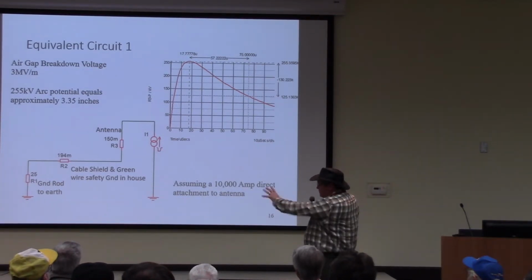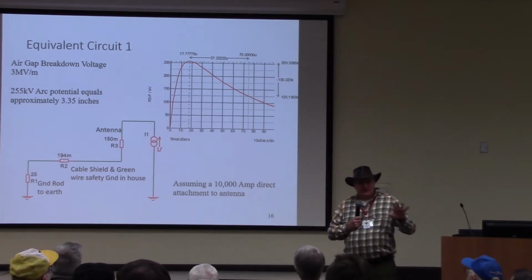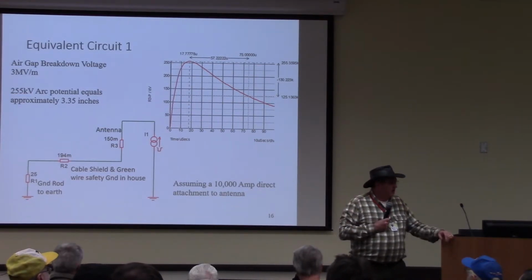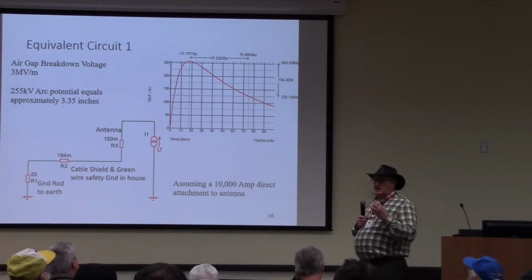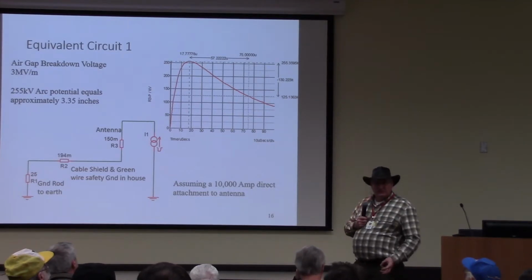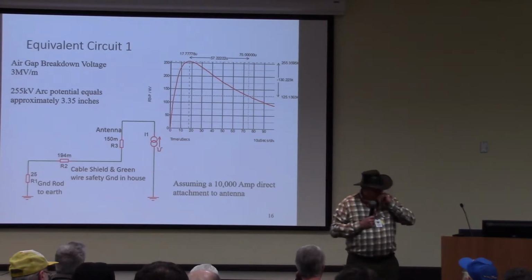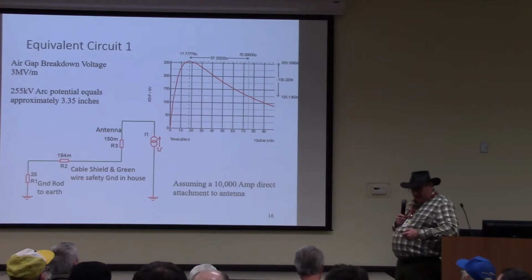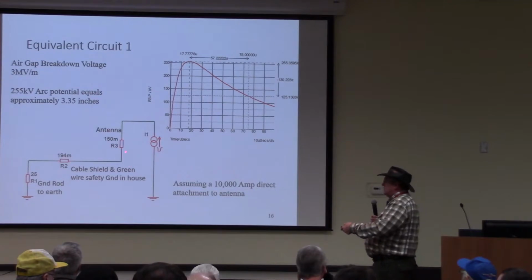Now, this model is a very simple model, just to show you the concepts and the potentials of the threat. I'm not taking into account a lot of the parasitic effects, or inductance and things of that nature. I'm just taking resistance, the DC resistance of the metal in the antenna and in the shield of the cable that's coming.